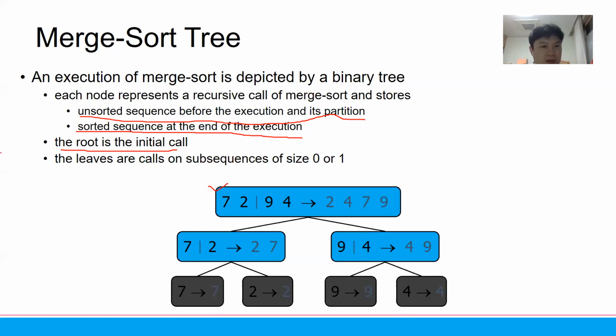The root is the initial call, and the leaves are calls on subsequences of 0 or 1. We want to do the subsequence. If it is like 7, 2, 9, 4, and we take only the first two, we have 7 and 2, and then we compare each element to find out whether they are the same or not. After that, we will do something to update the list.